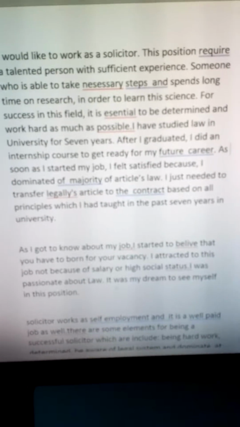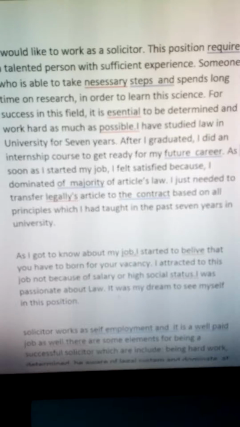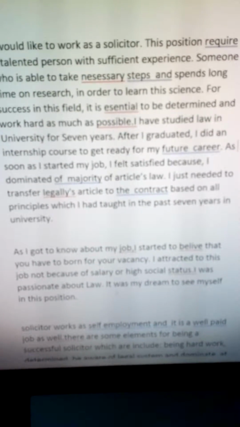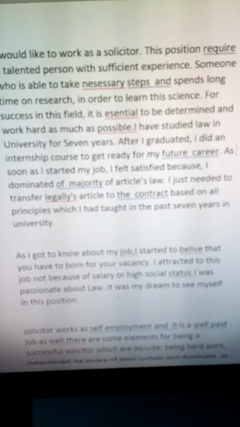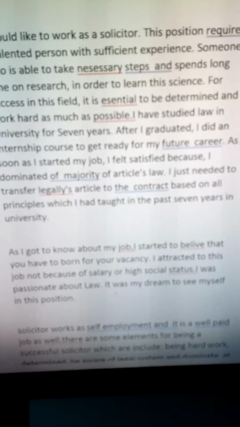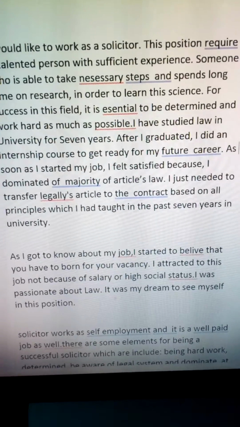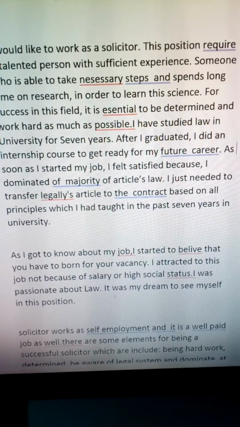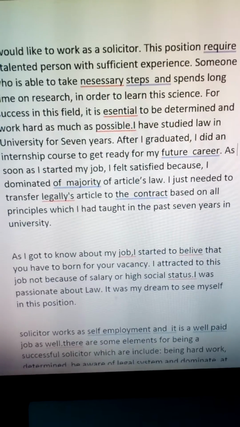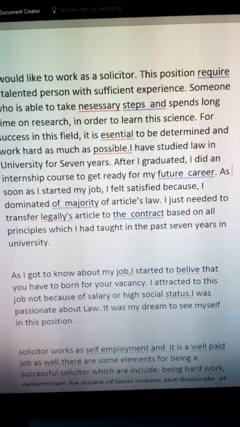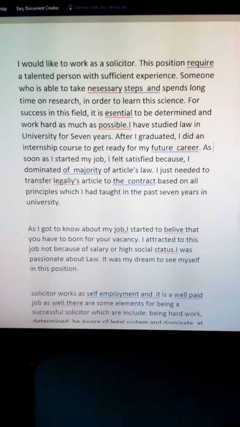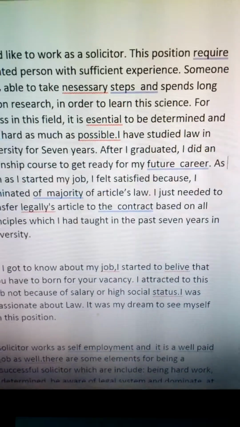I have studied law in university for 7 years. After I graduated, I did an internship course to get ready for my future career. As soon as I started my job, I felt satisfied because I dominated a majority of articles law. I just needed to transfer legalese article to the contract based on all principles, which I'd taught in the past 7 years in university. Now, the ideas here are really good.